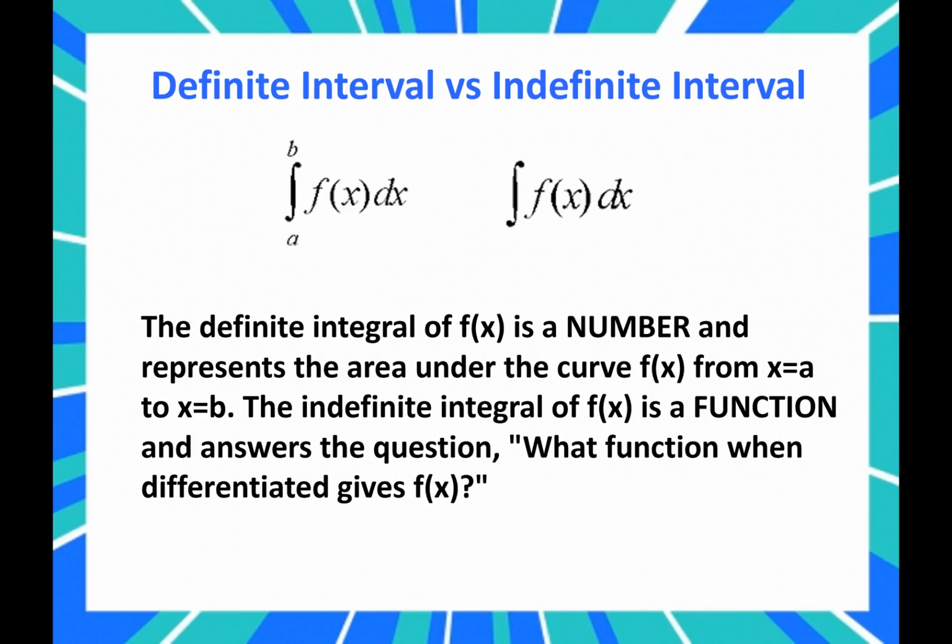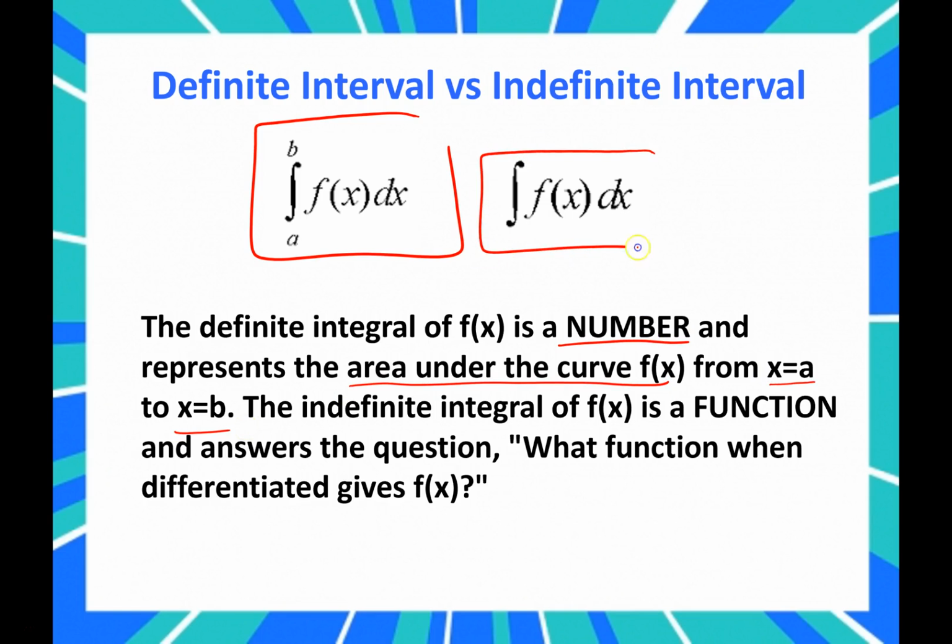So if you'd like to write this down, you can. But basically, the definite integral is a number and represents the area under the curve from x equals a to x equals b. And the indefinite integral, the solution to that is actually a function. And it's a function such that when you take the derivative of it, you get that function next to the integral.